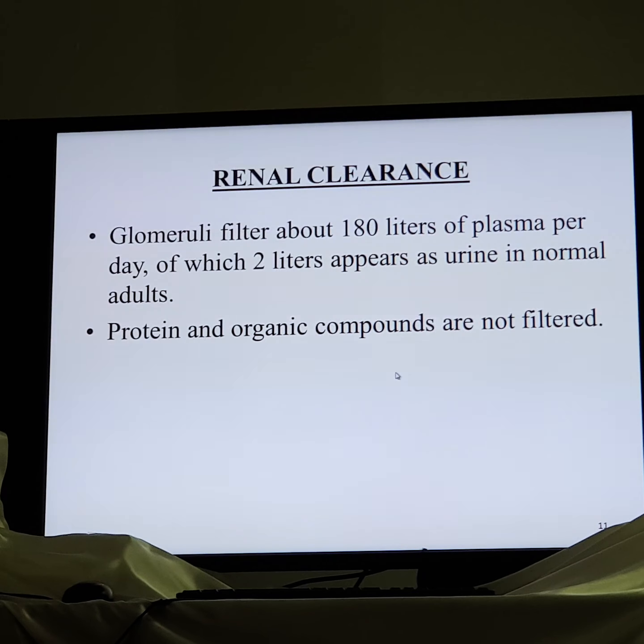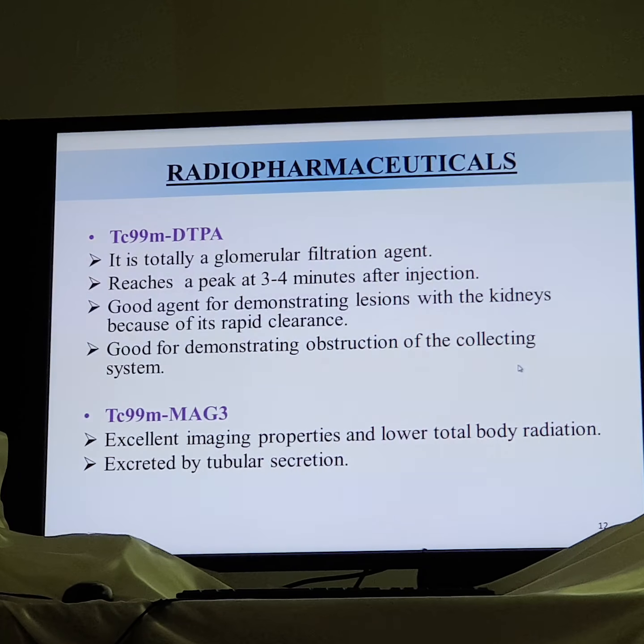Glomeruli filter about 180 liters of plasma per day, of which 2 liters appears as urine in a normal adult per day. Protein and organic compounds are not filtered. Okay, we will come to nuclear medicine.